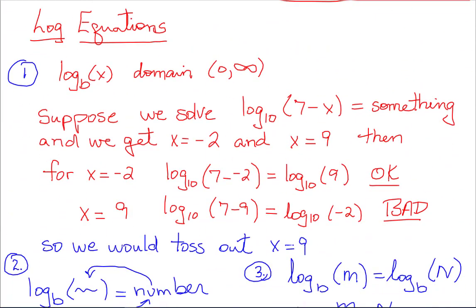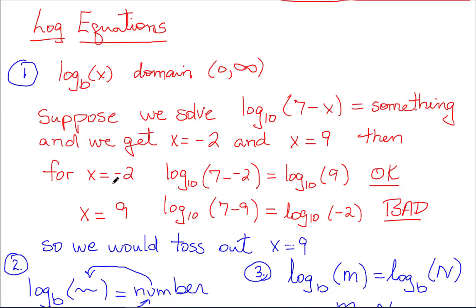Alright, we switch paces now to log equations. Well, first, remember log b of x has a domain 0 to infinity. And it can't even be 0. So let's say we solve log 10 of 7 minus x equals something. Doesn't matter. And suppose I got answers of minus 2 and 9. Question is, do we keep them or throw them away or keep one of them?